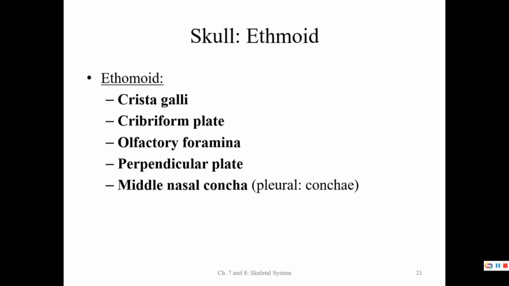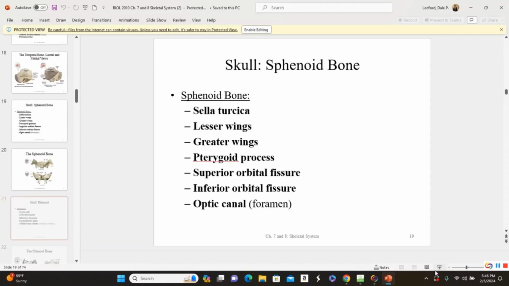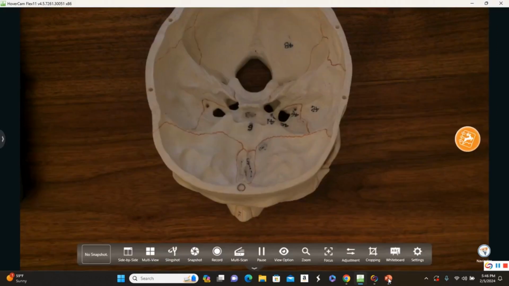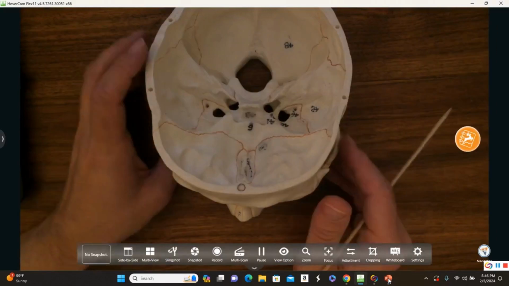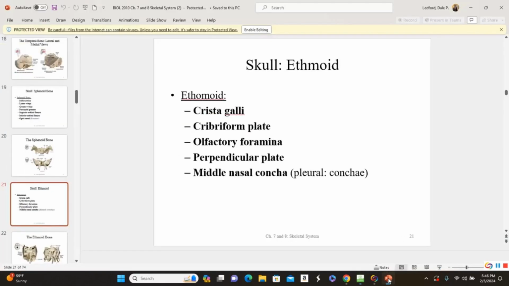Now we're going to go to ethmoid. In the ethmoid, we have the crista galli, crista meaning crest, and galli meaning rooster. So this is the rooster crest. The cribriform plate, the olfactory foramina, the perpendicular plate, and the middle nasal concha, or conchae. Some say concha. Okay, so let's do our crista galli first.